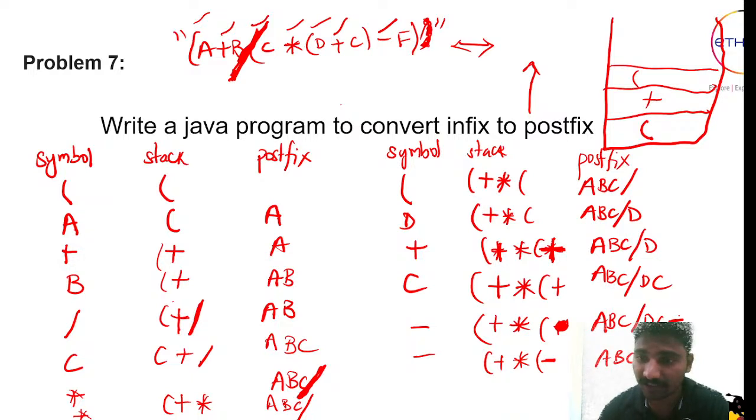Sorry, plus has been popped, right? Minus. And now the next element immediately we found is F. So I'm not going to add F directly, I'll be adding it here. So F iteration I'm skipping it. Then I'll be finding the closed parenthesis, which is of this type.